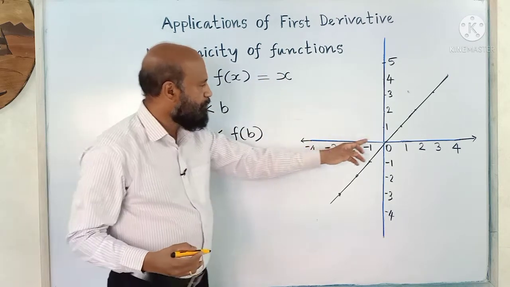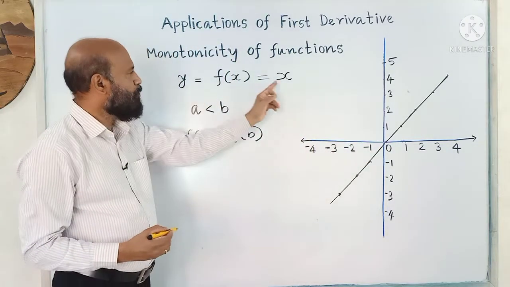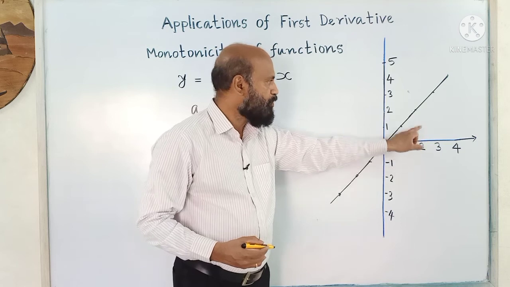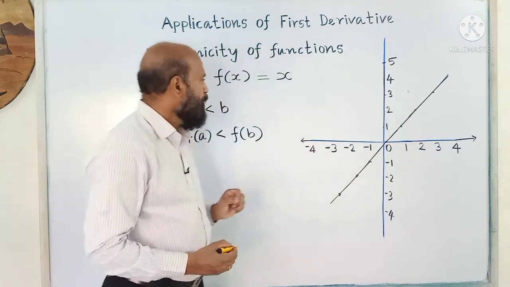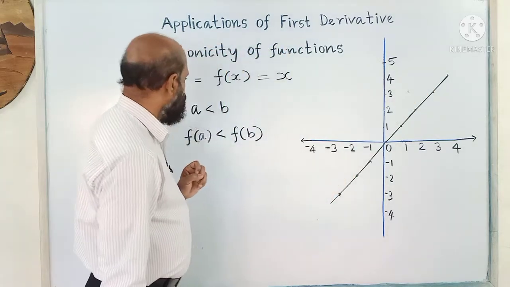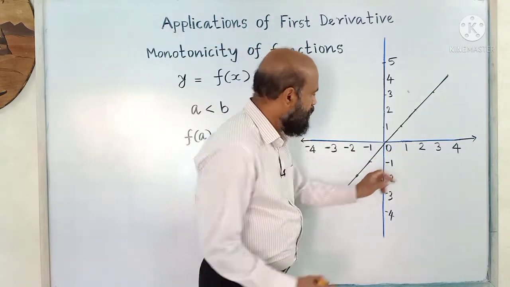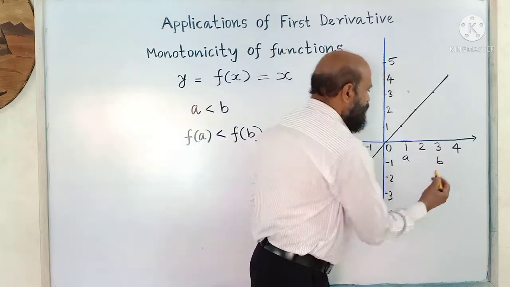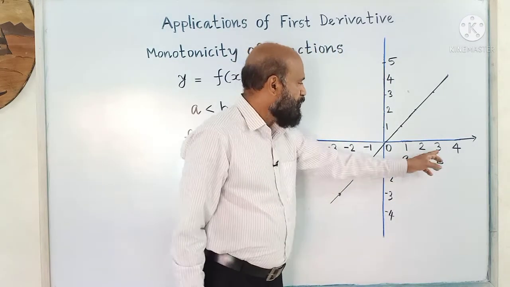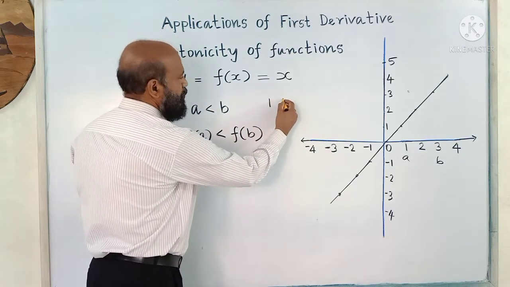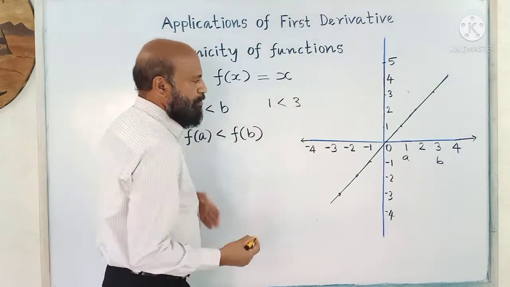So this is the graph. Y is equal to x. When x is 1, y is also 1. When x is 2, y is 2. So this is a strictly increasing function. Here you can let a be 1 and b be 3. So a is lesser than b. So 1 is lesser than 3.